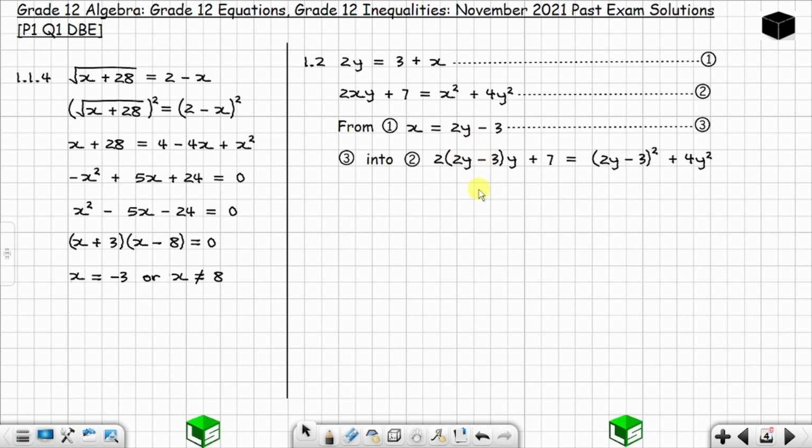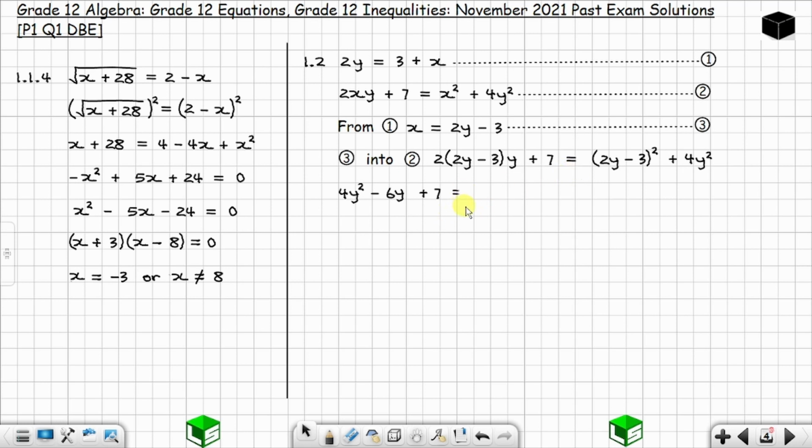Okay, so you carry on. Now you have 2 times 2y, which is 4y, times another y, which is 4y squared. And then you have 2 times negative 3, which is negative 6, times y, which is negative 6y. And then you have plus 7.